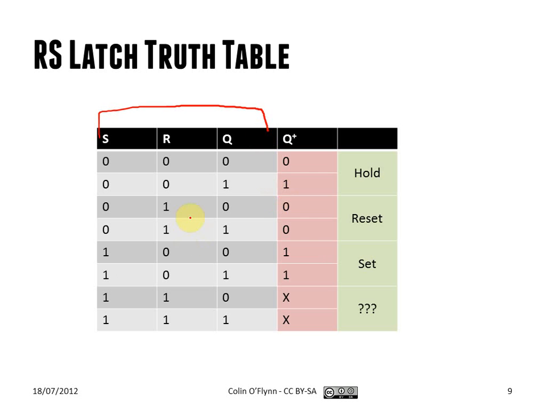If reset is one, the new state of Q is always zero. And if set is one, the new state is always one. And if both set and reset are one, we just say it's invalid, because the new state of Q can depend on both the previous state of Q, and Q complement is no longer the opposite of Q plus. So we just don't use it.